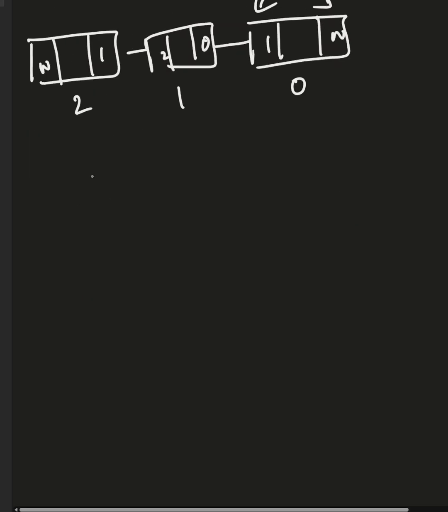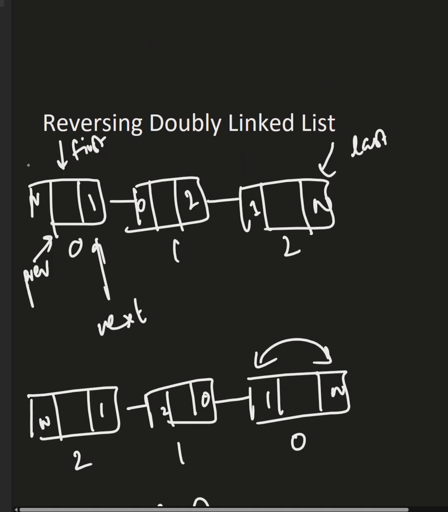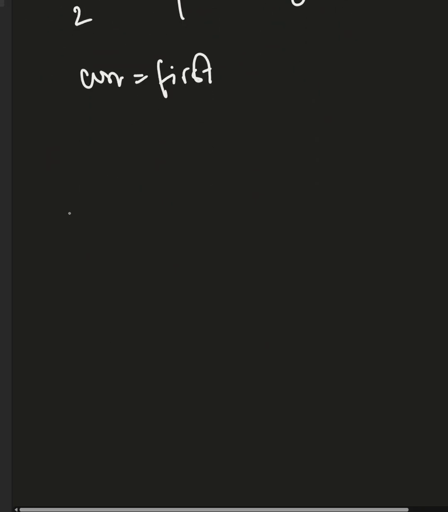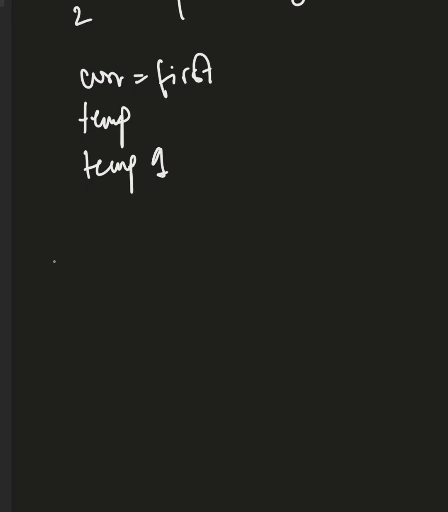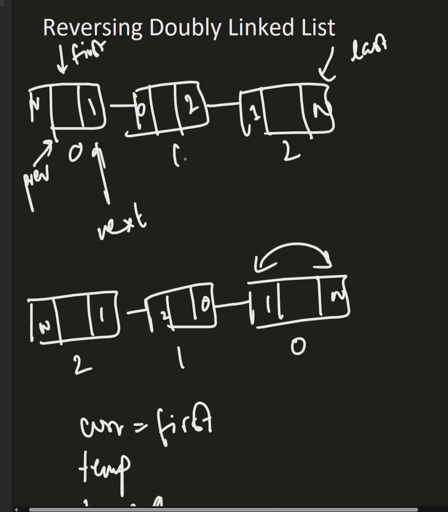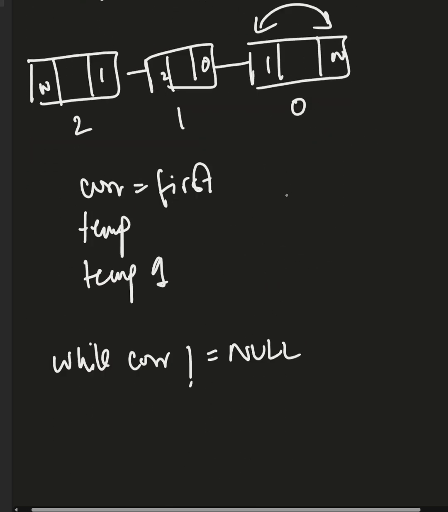So we'll take three different pointers. We'll have current, which will point towards the first node, because we'll be starting with the first one. Then we'll have two temporary pointers, temp and temp1. You'll understand why we have two in a bit. Then we will run our main loop, which will be while current is not equal to null. Why not null? Because I want to swap all of them till I get to the last pointer.